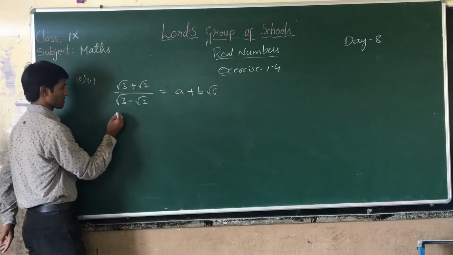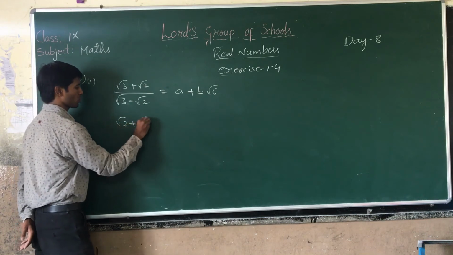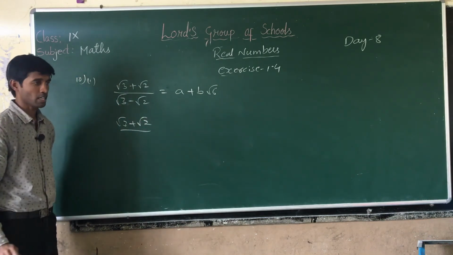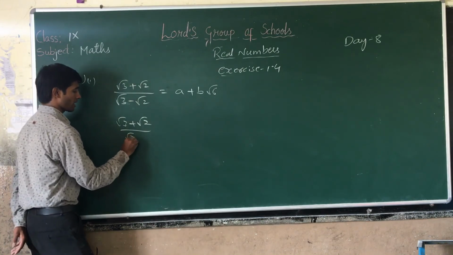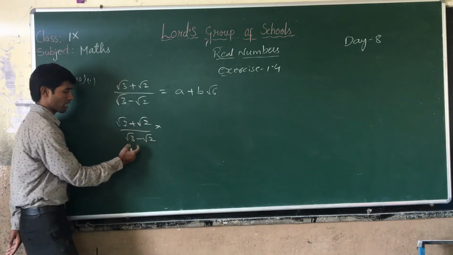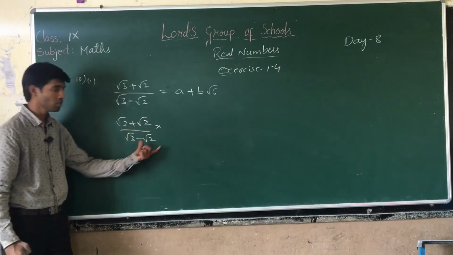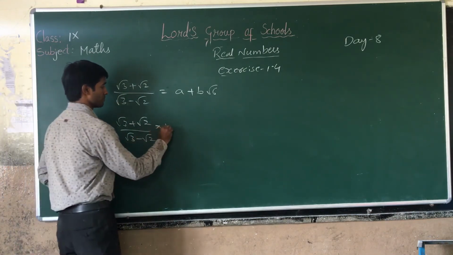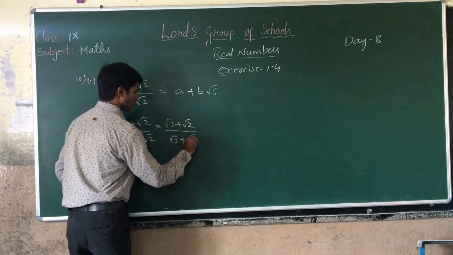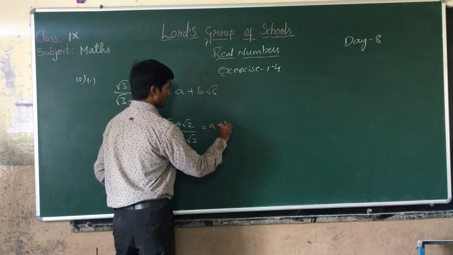First, rationalize this. Root 3 plus root 2 by root 3 minus root 2. You can rationalize the numerator or you can rationalize the denominator. I am rationalizing the denominator now. What is the rationalizing factor of root 3 minus root 2? Root 3 plus root 2. So we multiply by root 3 plus root 2 by root 3 plus root 2, and this is equal to a plus b root 6.